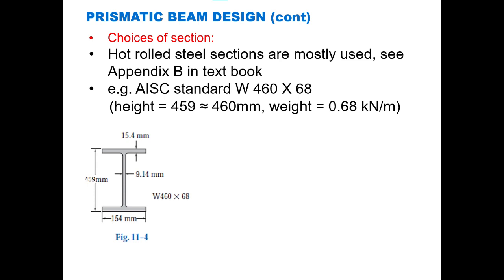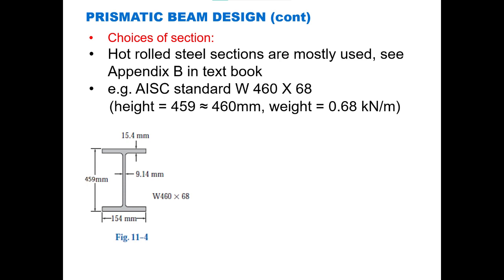Hot rolled steel sections are mostly used. The appendix A and B, I will show you. When you're all using the code book, the same code book, right? If you see this appendix B, are you having it right now? Can you go and check? Otherwise, at the end of this slide, I will show you the appendix B. We'll have all the section values. We will go once again to check, don't worry, because I brought the section already here.